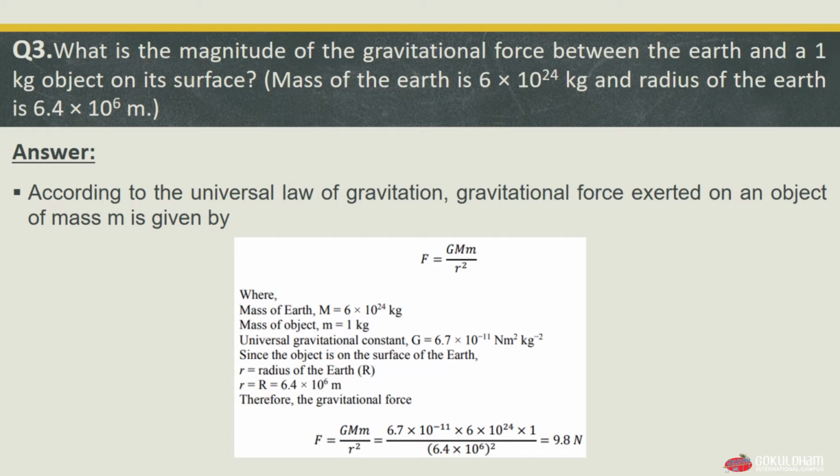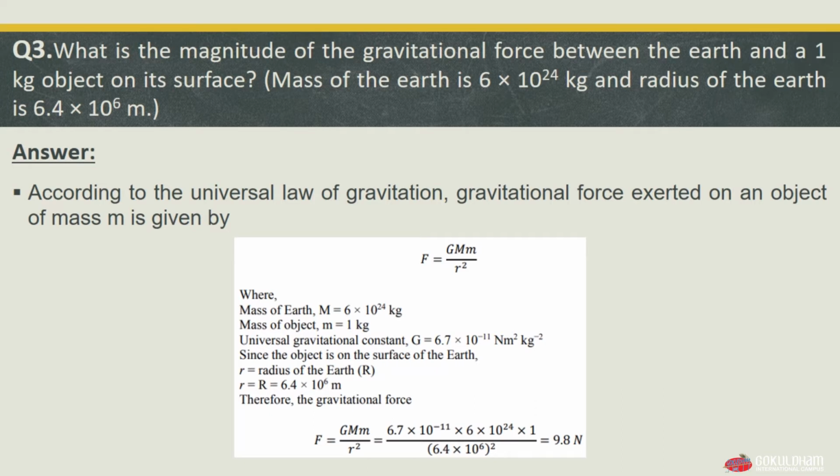What is the magnitude of gravitational force between the earth and a 1 kg object on its surface? Means we have to find the magnitude of gravitational force between the earth and a 1 kg object on its surface, and the mass of earth is given as 6 into 10 raised to 24 kg, and the radius of earth is 6.4 multiplied by 10 raised to 6 meter. So let's try to solve this.